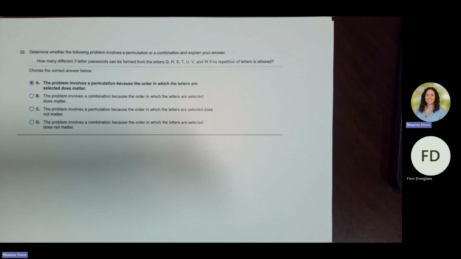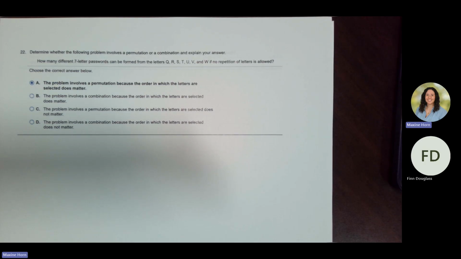Okay, determine whether the following problem involves a permutation or a combination and explain your answer. So we just talked about how to determine these things. How many different 7-letter passwords? And before I read any more, I already know it's a permutation because it's a password, right? If it's a password, the order matters, which makes it a permutation.